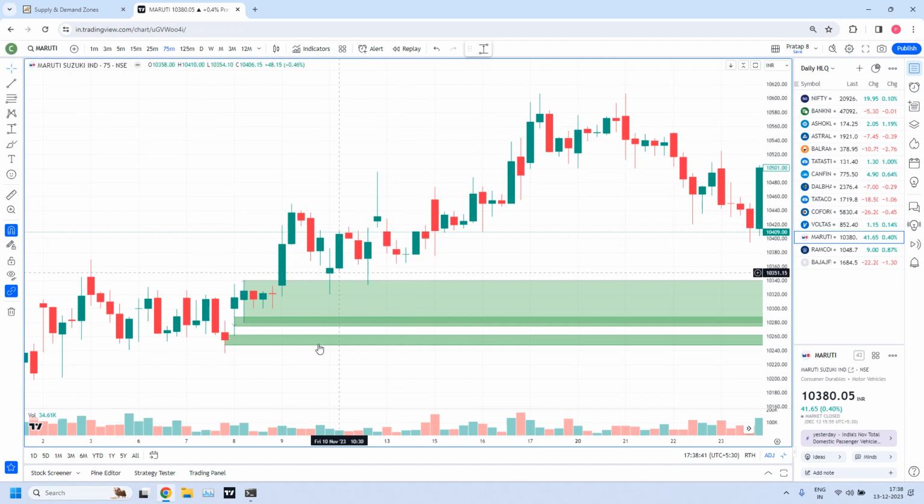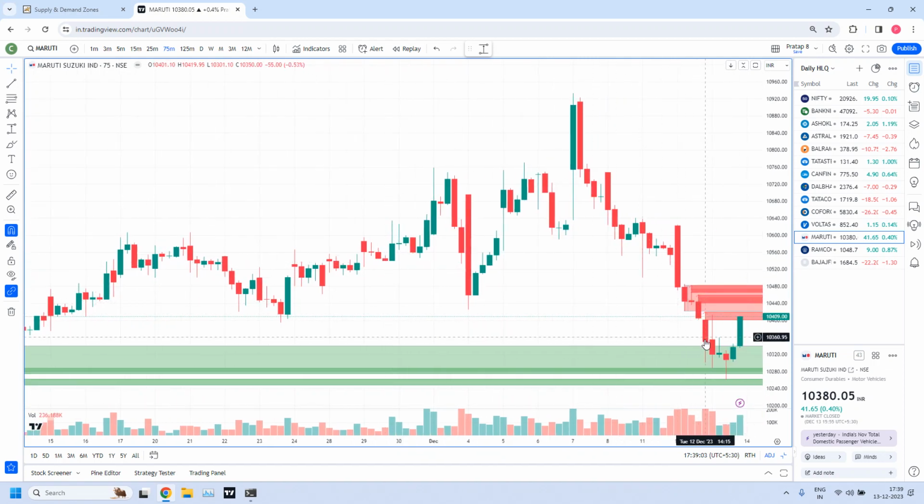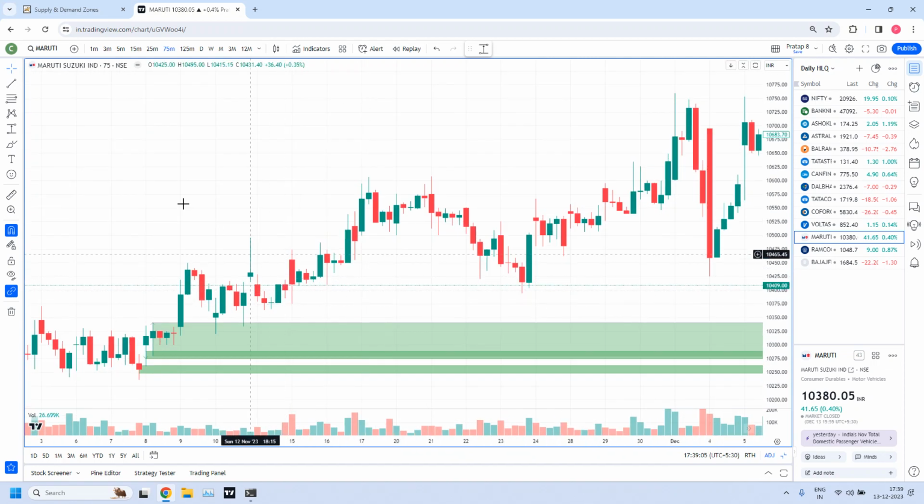So this is the 75-minute zone. We have an ERC candle, failed ERC leg in, then 4 base candles, and then we have a leg out, and then a follow through candle is there. And previously it has given several tests. This is the first test, this is the second test, and today it came a third time.